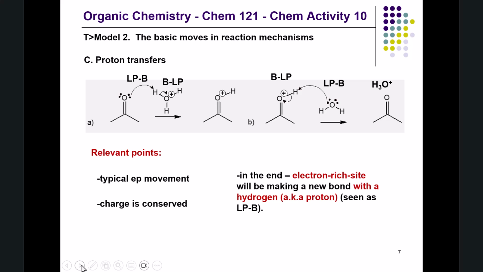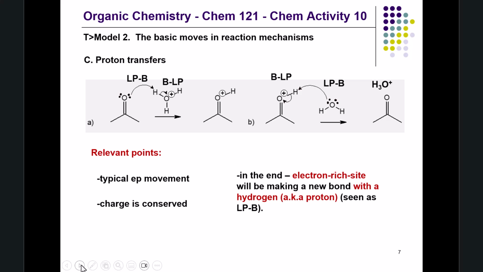You'll always see then with a proton transfer, it will be this lone pair to bond or bond to bond picking up that proton. In this video, we have extended our understanding of organic chemistry reactions by looking at the three basic moves. The basic moves are nucleophile attacking electrophile, leaving group leaving, and proton transfer. Most organic chemistry reactions consist of these three basic moves, and each of the basic moves consists of at least one of the electron pair movements that we saw in Chem Activity 9.